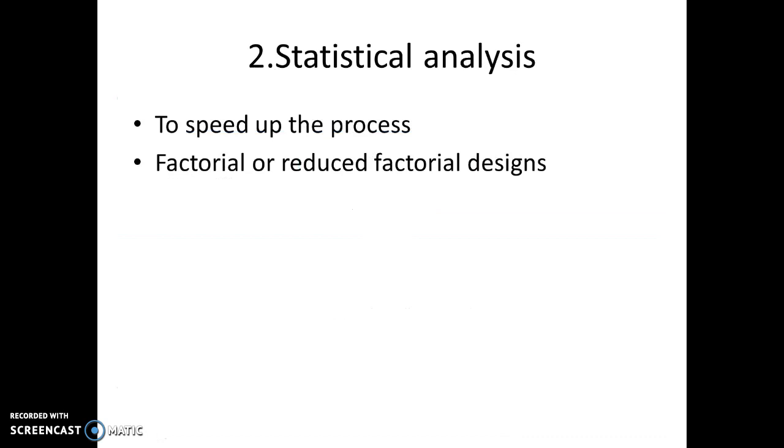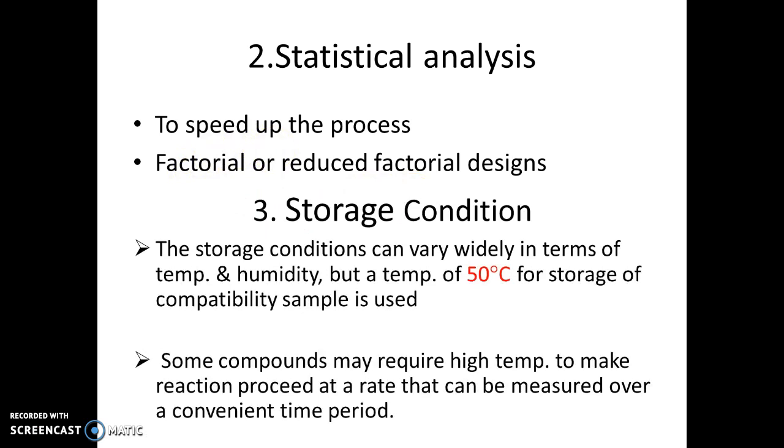And the next step is the statistical analysis. Here for a drug we may be preparing a number of dosage strengths and a number of dosage forms. So to check drug excipient compatibility for all these strengths and all these dosage forms, with possibly many excipients, conducting it for all of them may be a cumbersome process. So in order to reduce the number of experiments, and to streamline the more effective interactions, we can go for factorial or reduced factorial designs, so that we can reduce the number of experiments as well as speed up the process. And next is the storage condition.